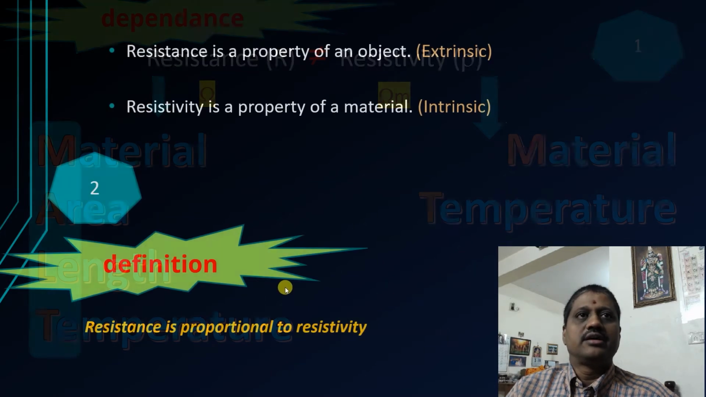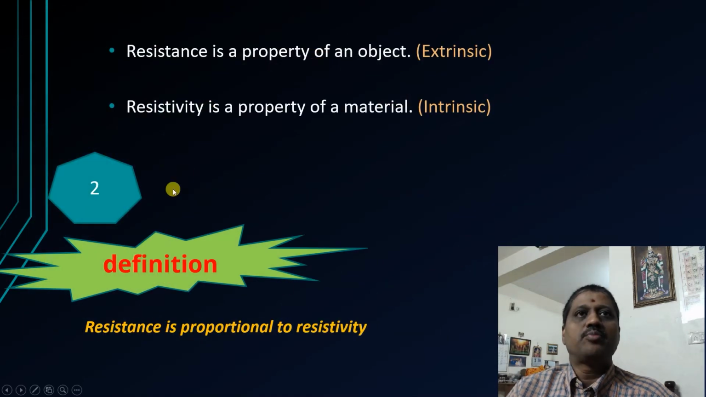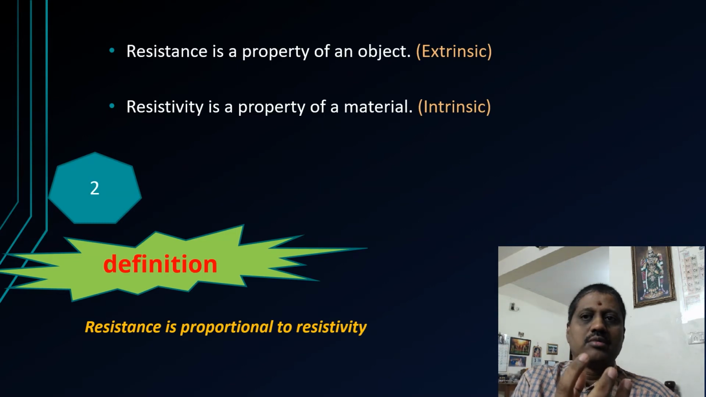We can say that resistance is a property of an object. It is an extrinsic property. Resistivity is a property of the material. It is an intrinsic property. For example, you take one iron ball. A small iron ball will have small mass. A big iron ball will have big mass. But the density of the iron ball will be the same.